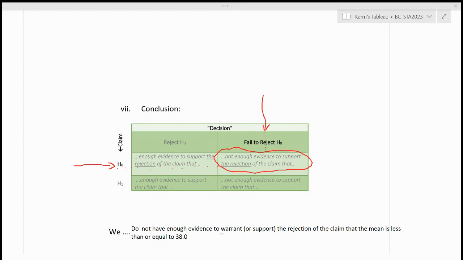Okay. So to answer our question here, because you say failed to reject H0, but the claim is with H0, so therefore it is true. We cannot reject H0, and the claim is with H0, so therefore this is true. So that will be a true statement.